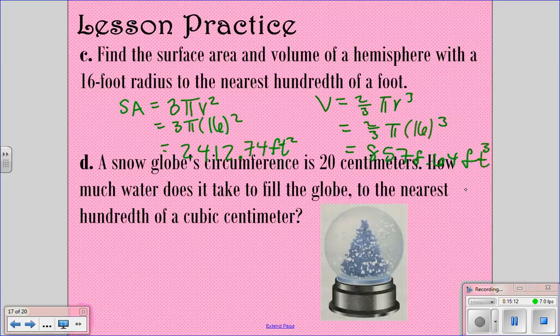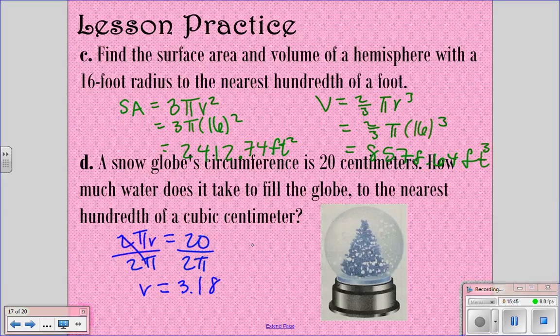Okay, looking at the last one, the snow globe's circumference is 20 centimeters. So we know that 2 pi r is our circumference formula. So we can divide by 2 pi. And so your radius is going to be, remember to put your parentheses around your 2 pi, your radius is going to be 3.18 approximately.